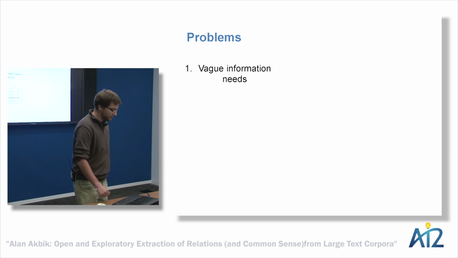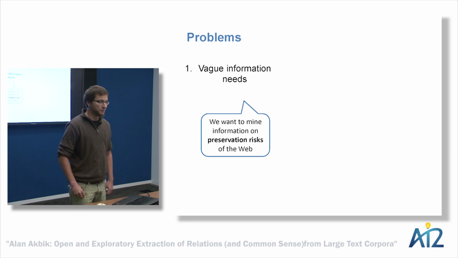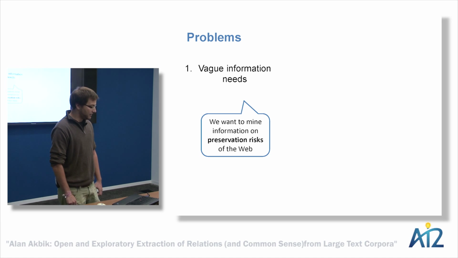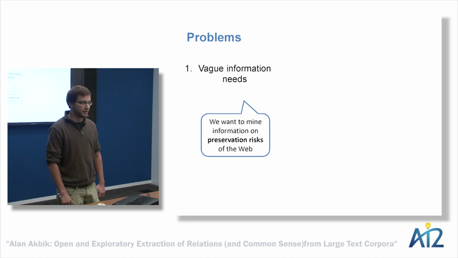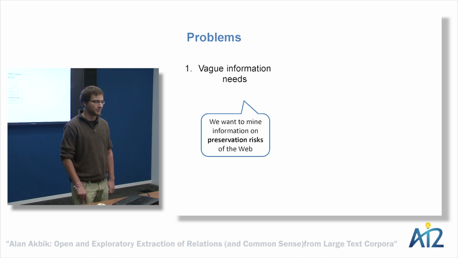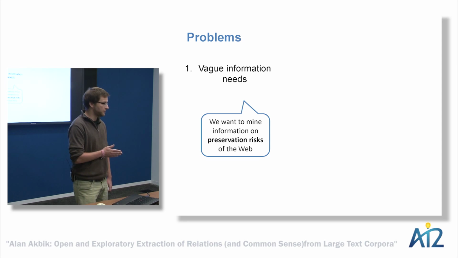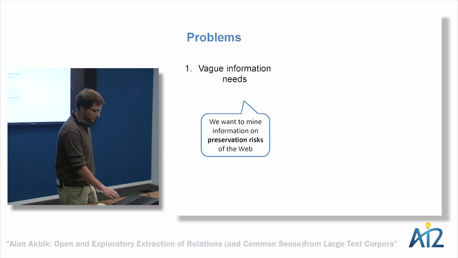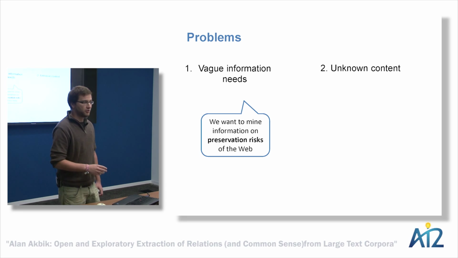So this is a real one, actually. I work in a European project with a bunch of libraries, and they want me to mine information on preservation risks of the web. And so basically our task is to sit down with our customers, or with our use case partners, and define clear-cut extraction tasks so that we can build our extractors. And in a way, this is made even more complicated by the fact that we don't exactly know what kind of information we can find on the web.